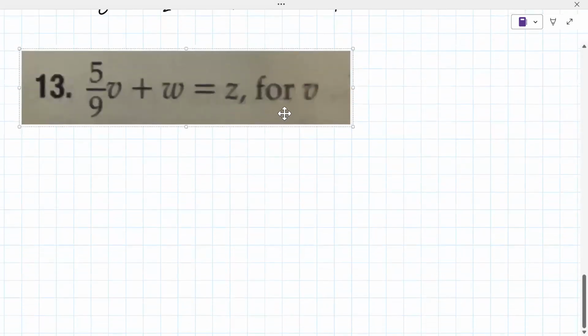All right. So solve for V. Actually, this one is like 12. Why don't you try it and see what you come up with?